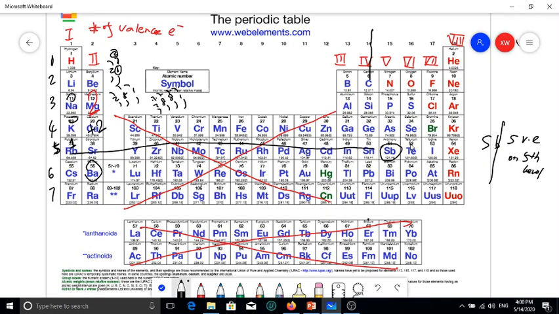And not only that, since it has 5 valence electrons, if Sb is ever going to be involved in chemistry, how is it going to become 8? Well, it's going to get 3 more electrons. It probably tends to do this, possibly. So this is the introduction to the periodic table.